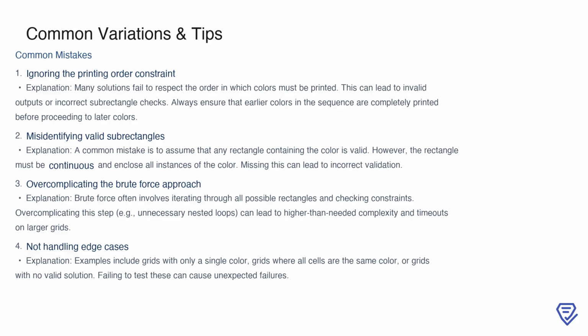Another frequent error is misidentifying valid subrectangles. It's not enough for a rectangle to simply contain the color, it must be continuous and cover all instances of that color. Missing this detail can lead to incorrect validation. Additionally, brute force approaches are prone to being overcomplicated. While iterating through all possible rectangles is necessary, adding unnecessary nested loops or redundant checks can inflate complexity, leading to timeouts on larger grids. Finally, edge cases are often overlooked. For example, grids with only one color, grids where all cells share the same color, or cases where no valid solution exists need to be tested carefully to avoid unexpected failures.